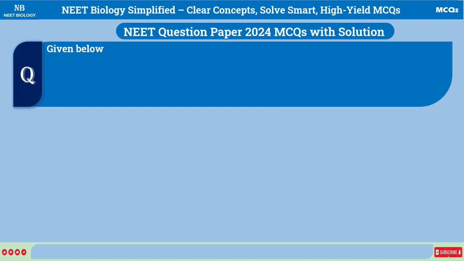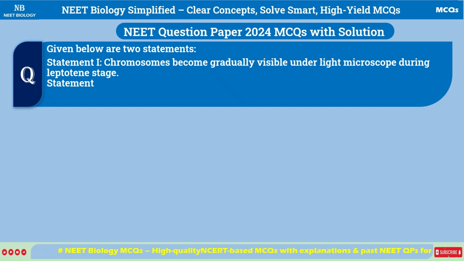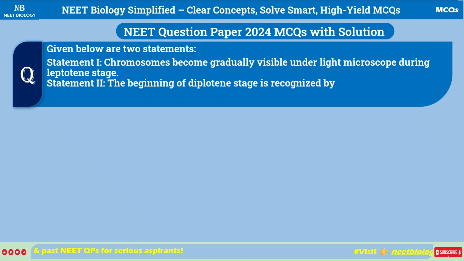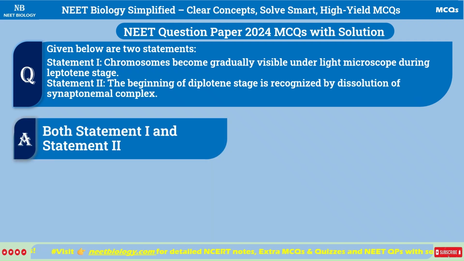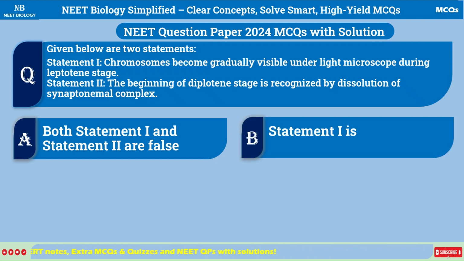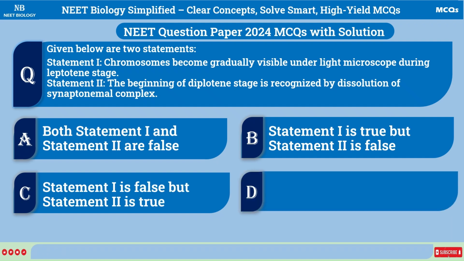Given below are two statements. Statement I: chromosomes become gradually visible under light microscope during leptotene stage. Statement 2: the beginning of diplotene stage is recognized by dissolution of synaptonemal complex. A. Both statement I and statement 2 are false. B. Statement I is true but statement 2 is false. C. Statement I is false but statement 2 is true. D. Both statement I and statement 2 are true.